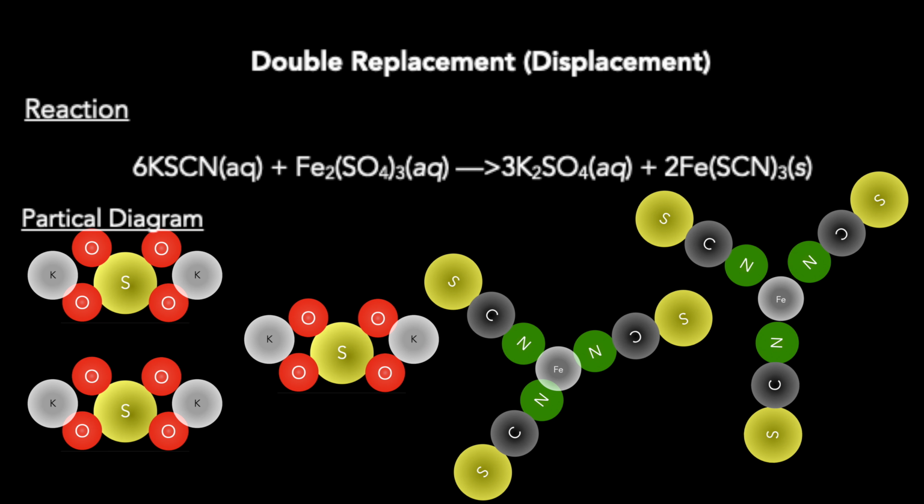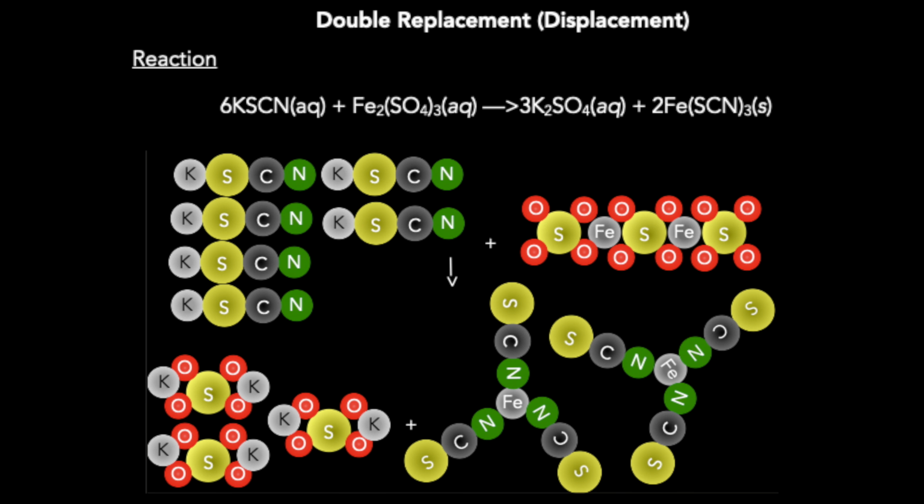We can see that all the 6 potassium cations have bonded with the 3 sulfate polyatomic ions, and all of the iron 3 cations have bonded with the 6 thiocyanates. We have performed a double displacement or replacement reaction. Let's take a look at what the overall reaction and particle diagrams look like.